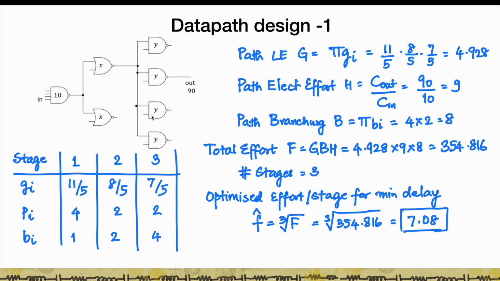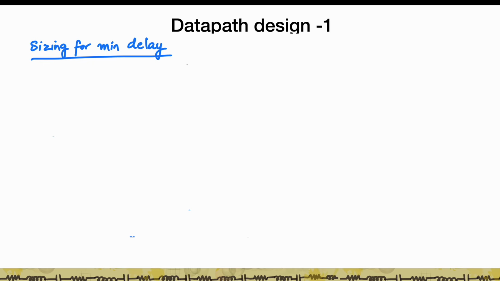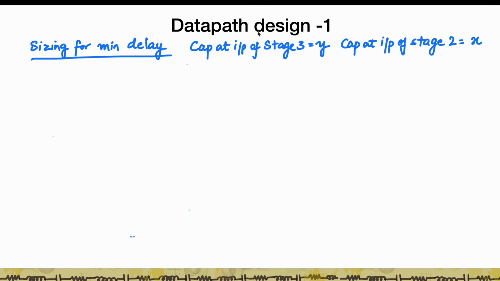If I size them up in such a way, then without doing anything else, I'm going to get the minimum delay for this data path. So how do I do the sizing for that? Remember the cap at the input of stage 3, for the 2 input NANDs, is Y, and stage 2, which is the 2 input NOR, is X. Now again, we always start calculating from the last stage.